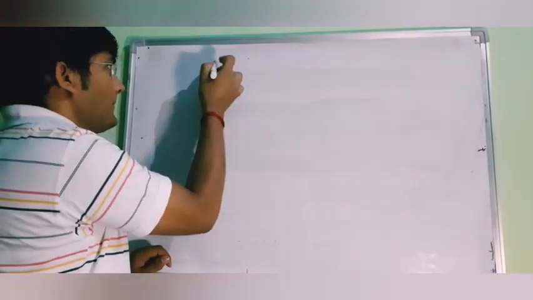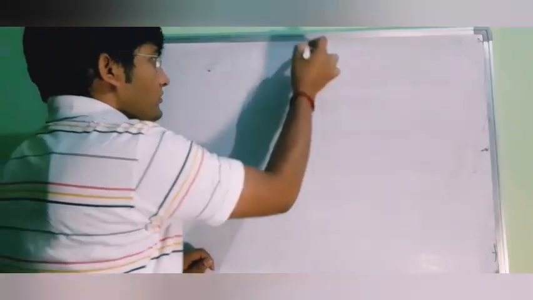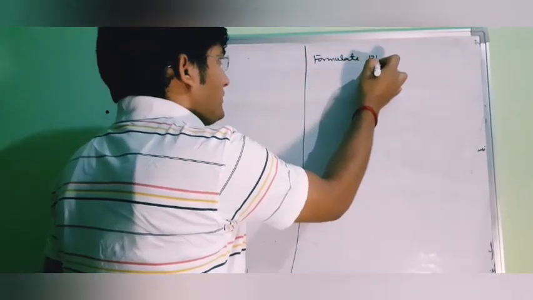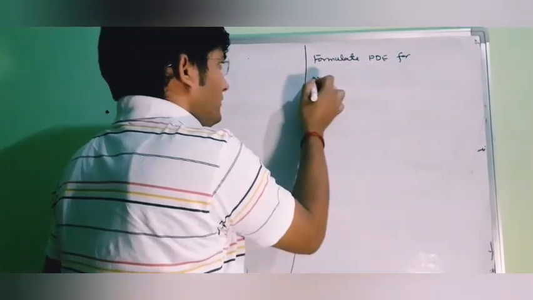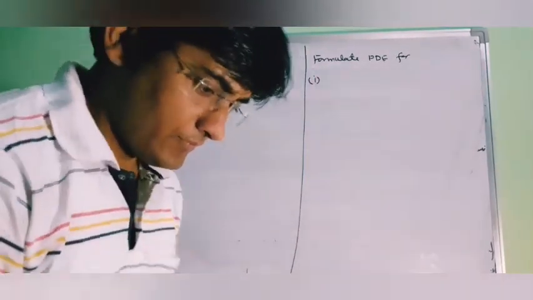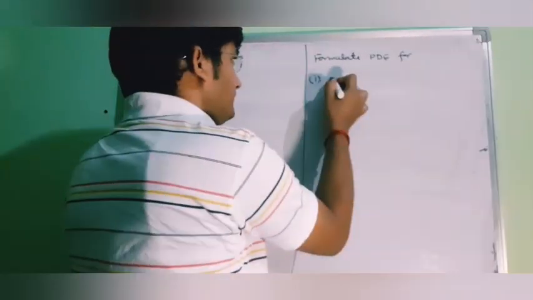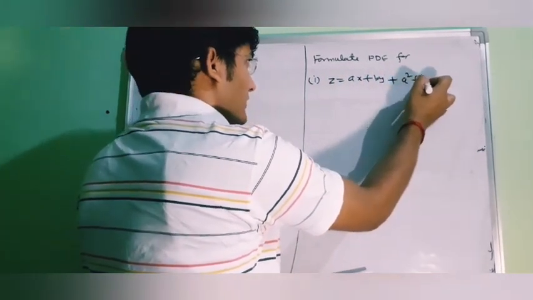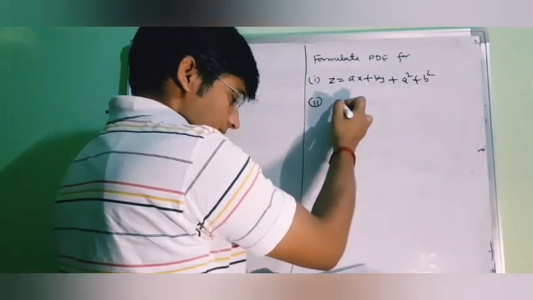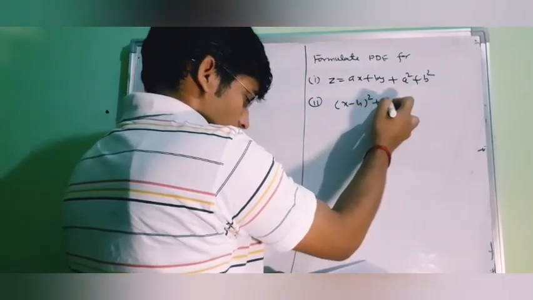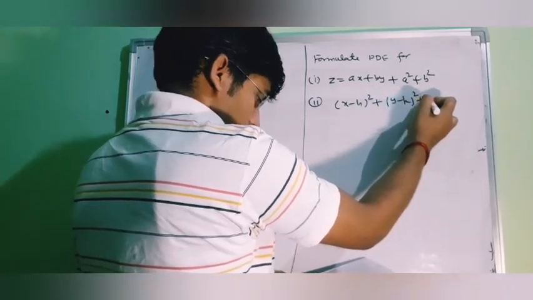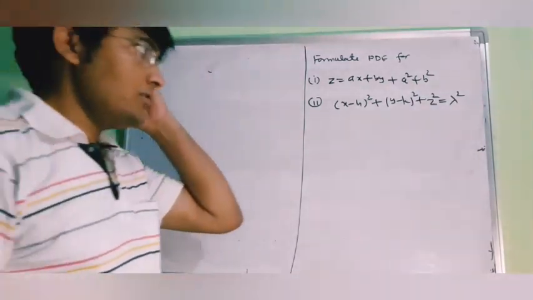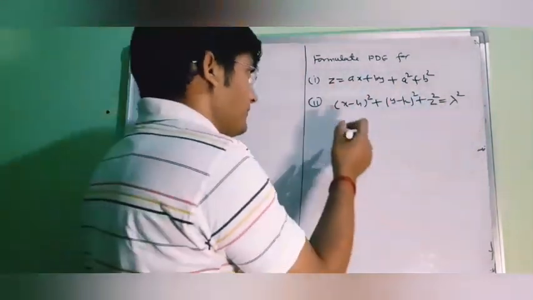The first one: formulate the partial differential equation. For the first question, z equal to ax plus by plus some function of a and b, say a square plus b square. Second problem is (x minus h) whole square plus (y minus k) whole square plus z square equal to lambda square, where lambda is the radius of the sphere.